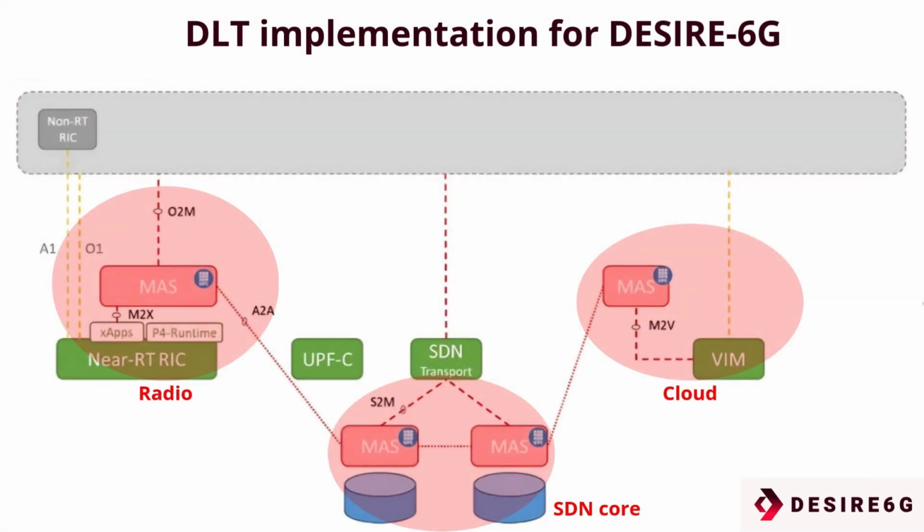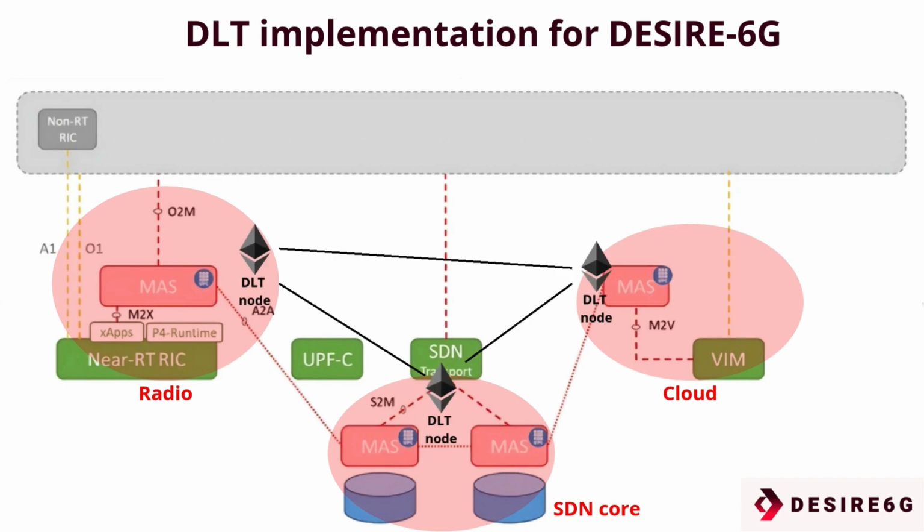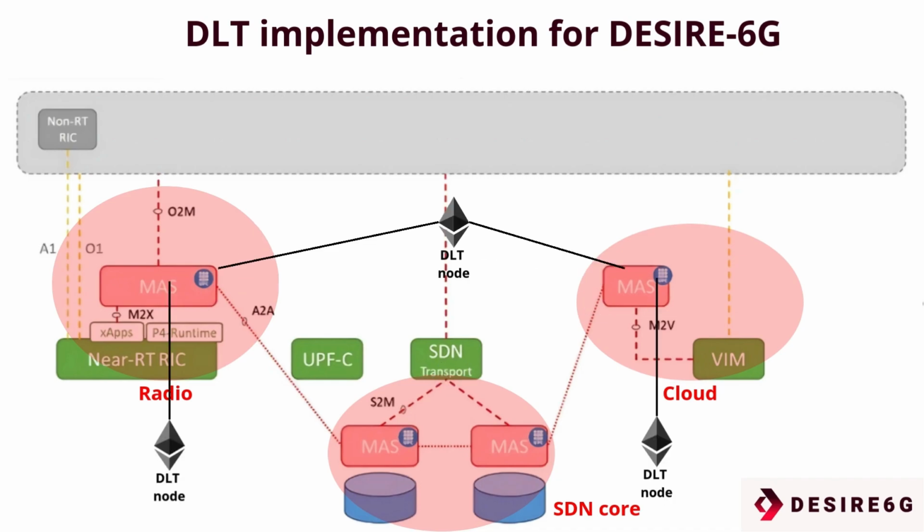Let us consider a setup of the blockchain in the DESIRE6G architecture. Agents are located in the different core technical domains of radio, core, and cloud. As previously mentioned, DLT nodes can be deployed locally within the physical infrastructure, provided that sufficient resources are available. However, if the local environment lacks the necessary capacity, these nodes can just as easily be instantiated elsewhere.